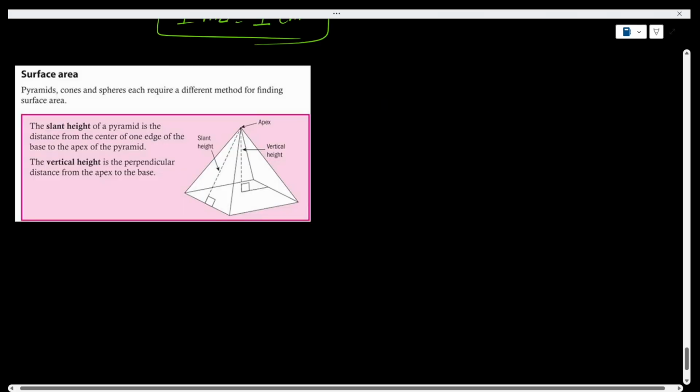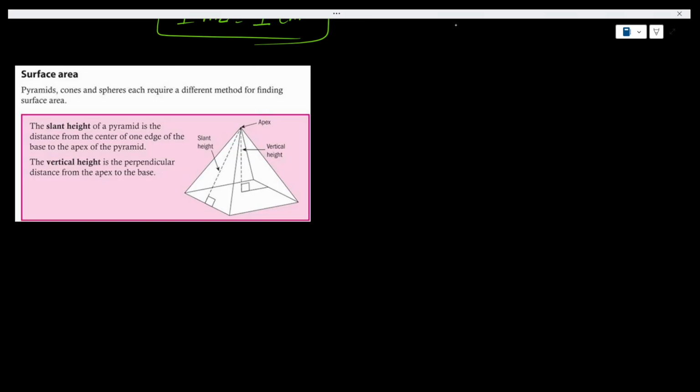Now here, if we see surface area of pyramid, cones and sphere, each one has a different method for finding its surface area. We have already seen for cone it is pi r l plus pi r square, because it is the area of the sector plus the area of the base. Sphere also we have seen, 4 pi r square is the total surface area. But this is a pyramid.